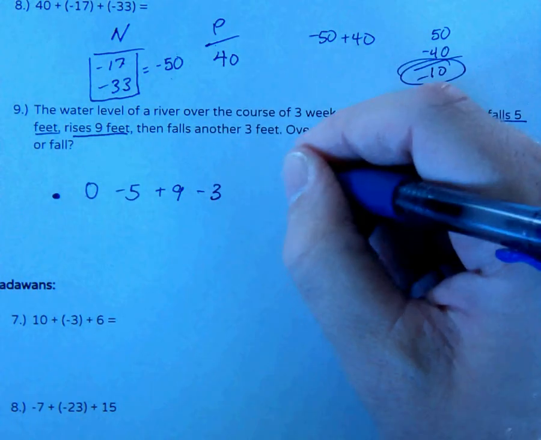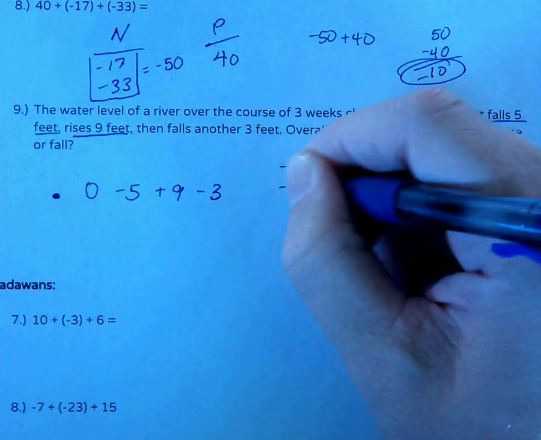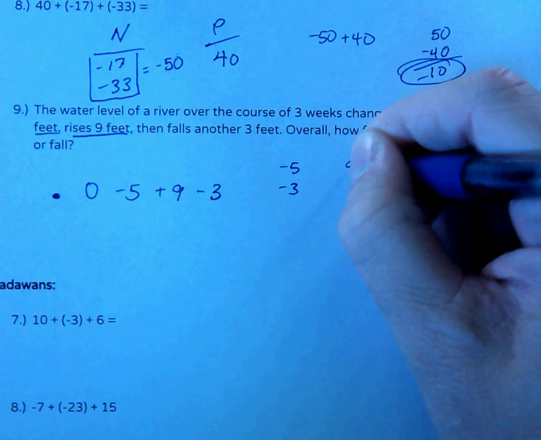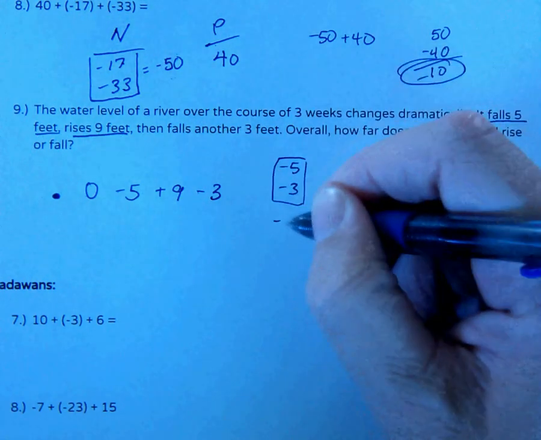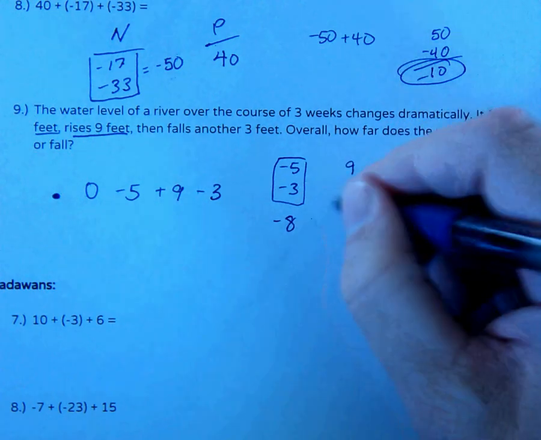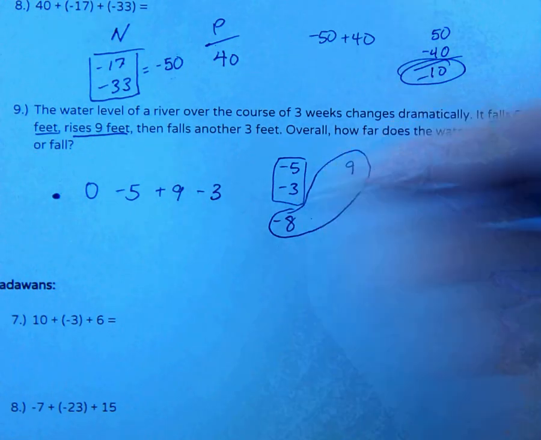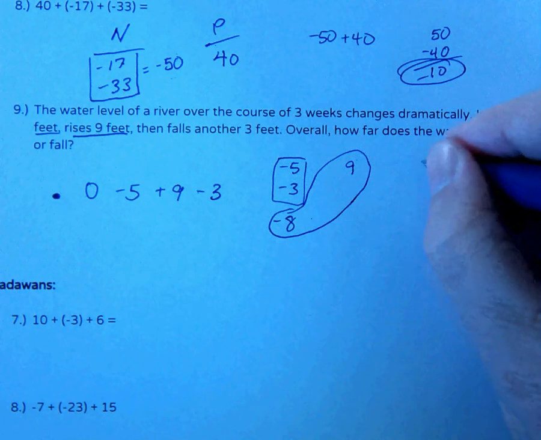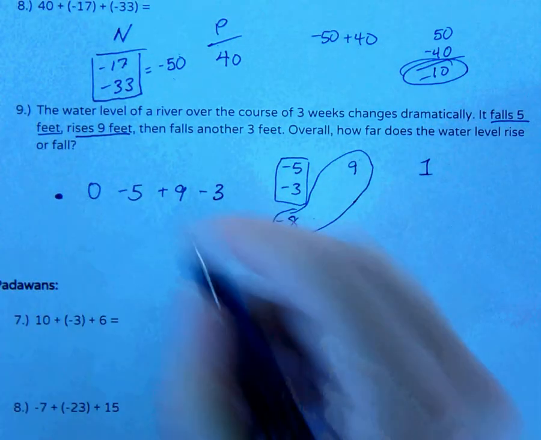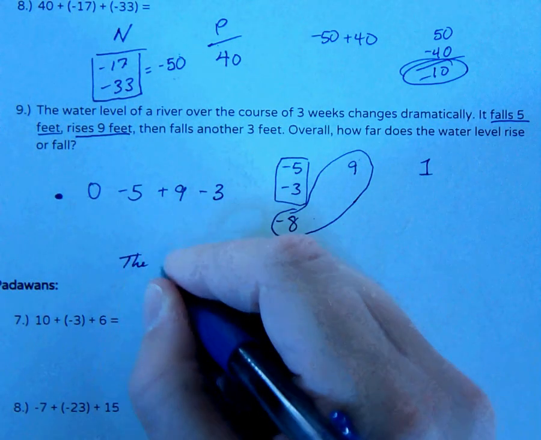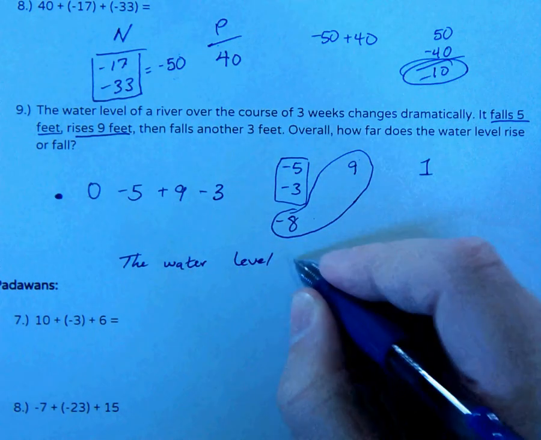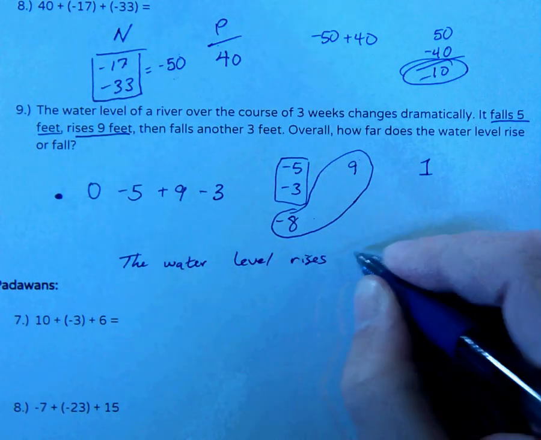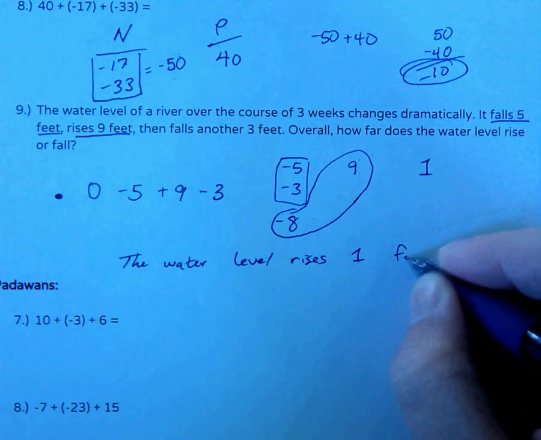How far does the water level rise or fall? So again, we can say negative 5 minus 3, and then we have positive 9. So we're going to combine these two and get negative 8. Negative 8 plus 9, that's like 9 minus 8, which is 1. So the water level rises 1 foot.